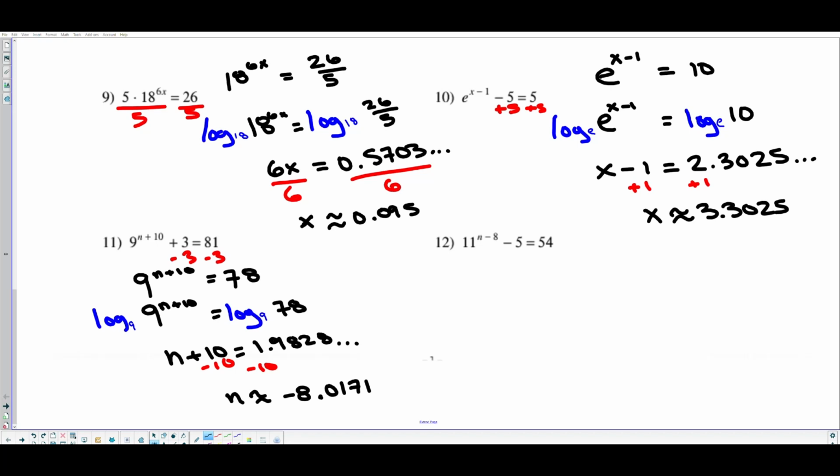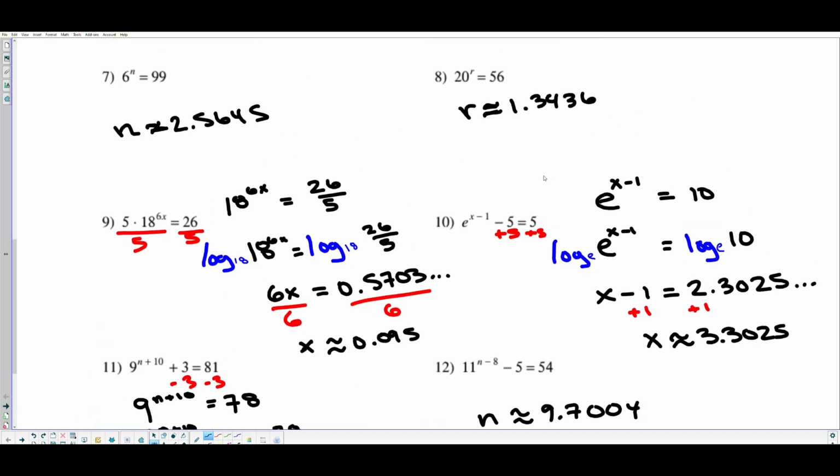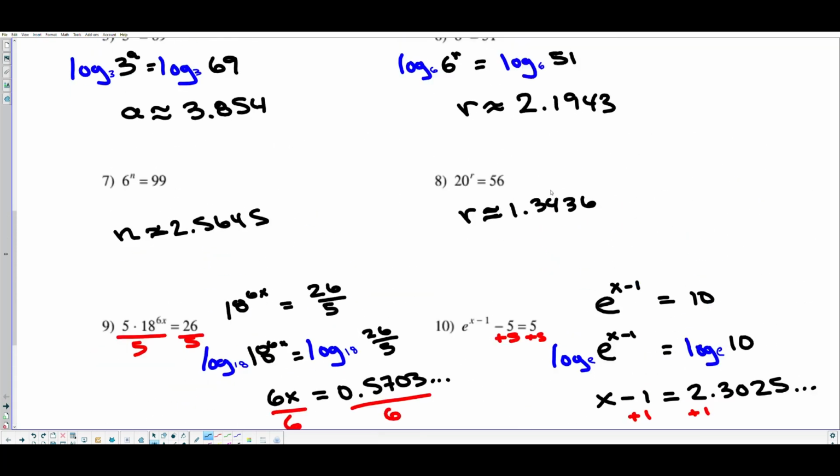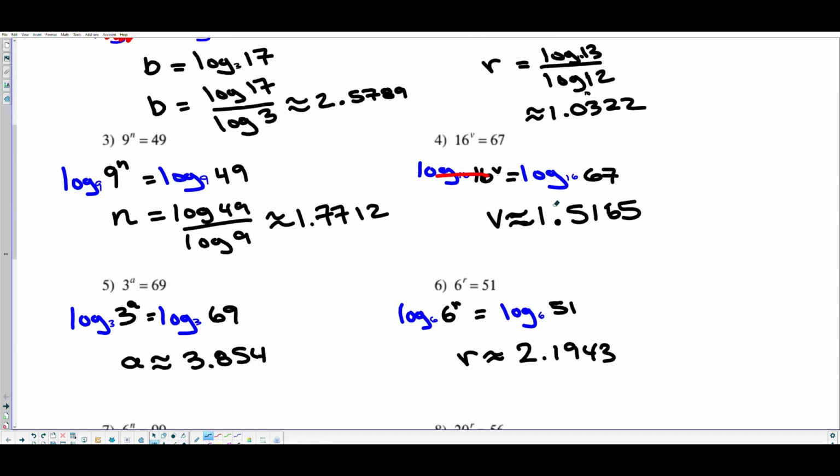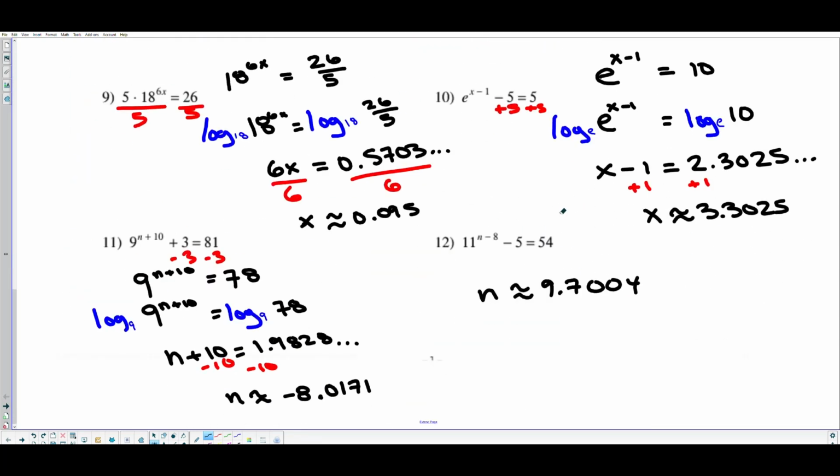That gives me my answer, and then I need to get rid of the minus 8, which is a positive 8. So I'm going to go plus 8. And that gets me an answer of n is approximately equal to 9.7004. Okay, so that's the first 12. I know there I skipped, I believe, 3, but you do have the answers for that. Next page.